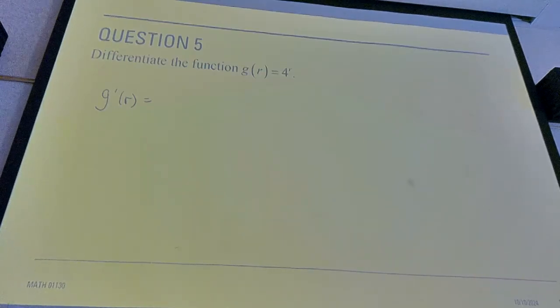What is G prime? Just 4? What is it? Is it just 4? Or is it r prime? 4 to the power of r times ln of 4.